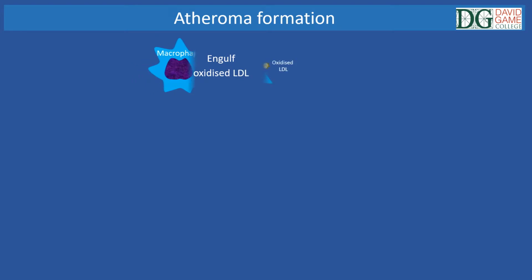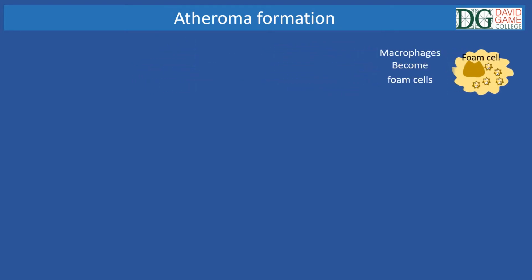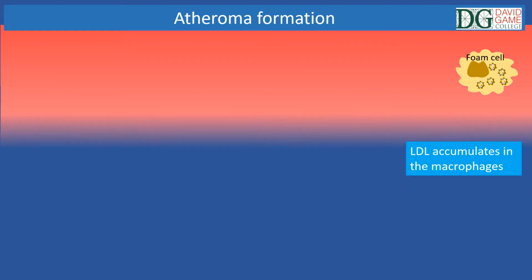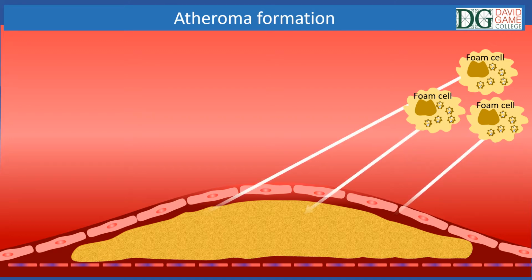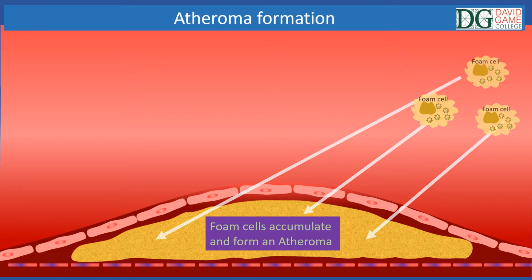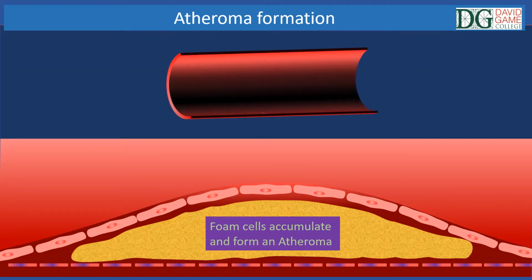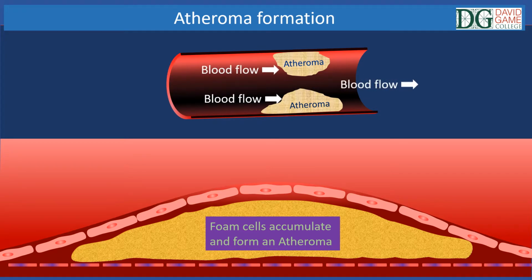In response to stress signals, monocytes then transform into macrophages and engulf oxidized LDL through endocytosis. The oxidized LDL accumulates in the macrophages, and as a result, macrophages become fat-filled foam cells and form an atheroma. The atheroma narrows the artery lumen, restricts blood flow, and increases resistance to flow.